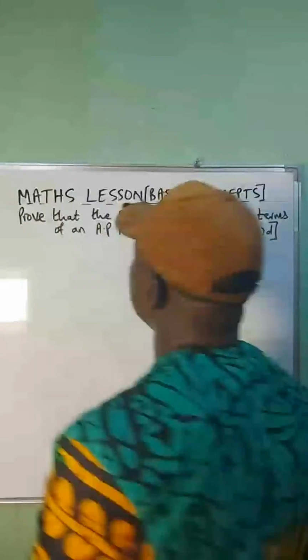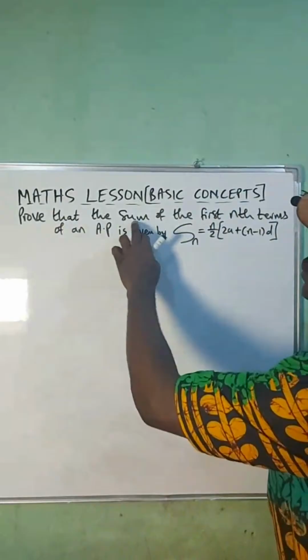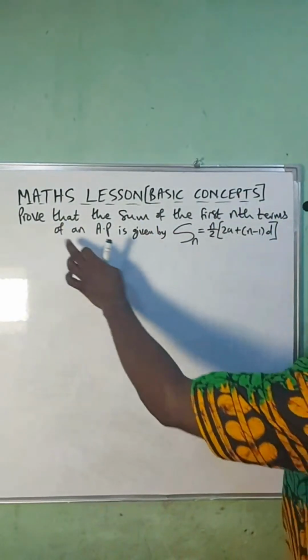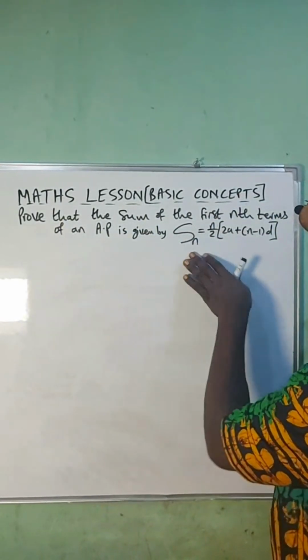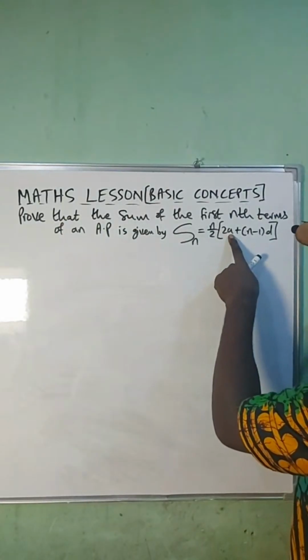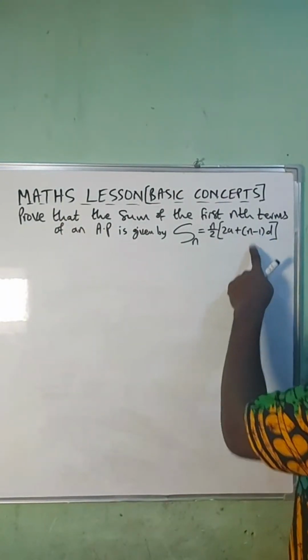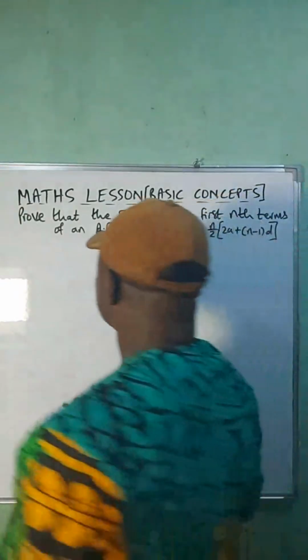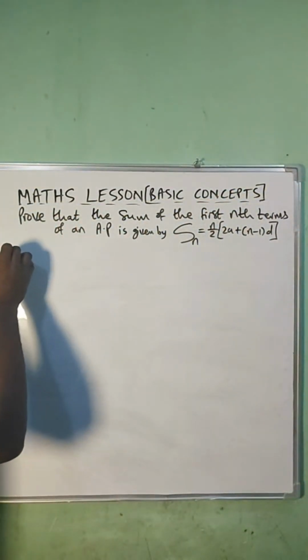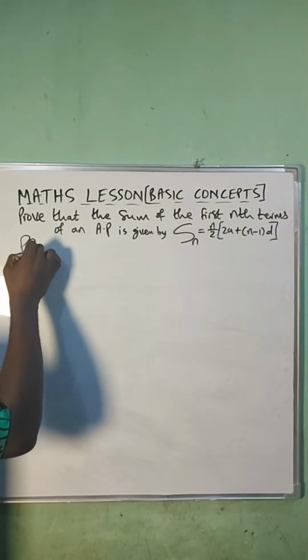Yes, this is the question. Prove that the sum of the first nth terms of an AP is given by this, where a is the first term, d is the common difference, n is the number of terms. So let's see. Proof.